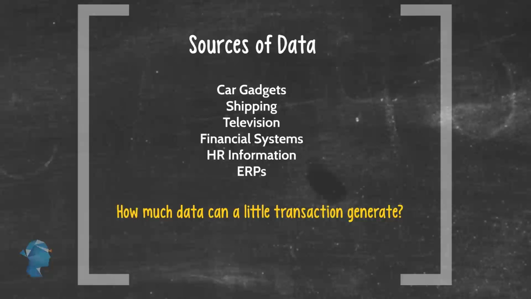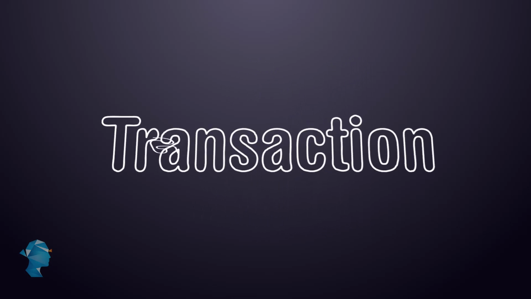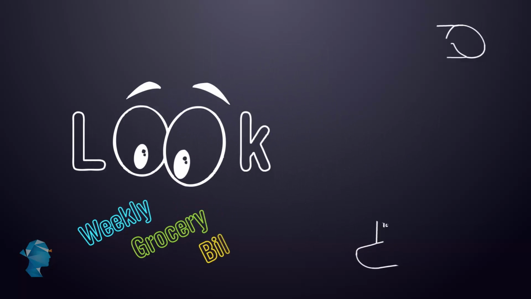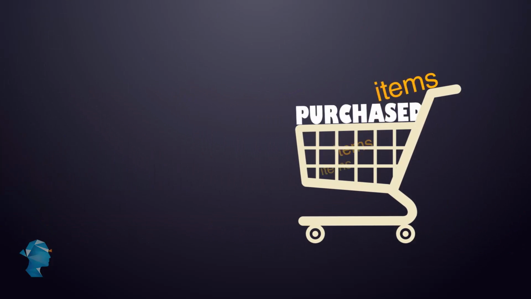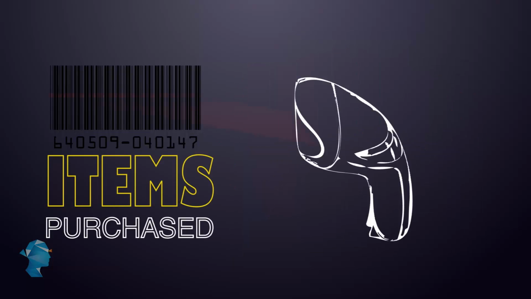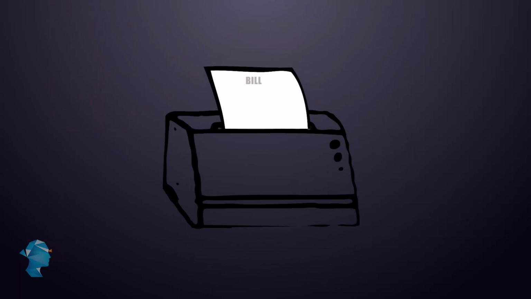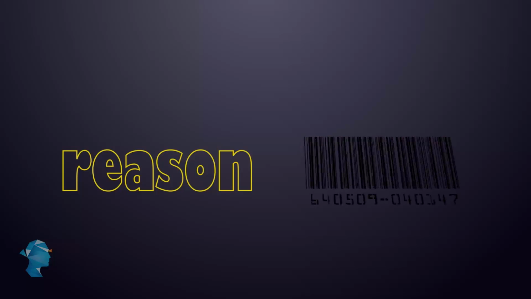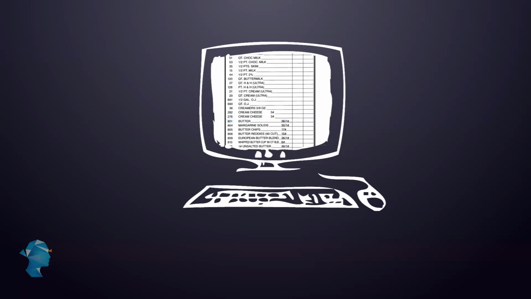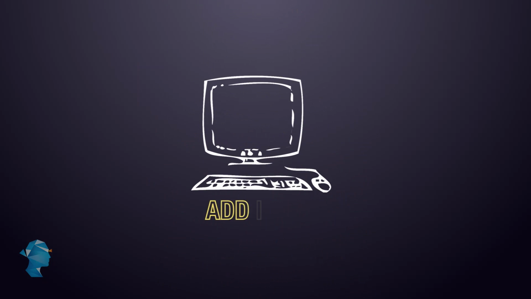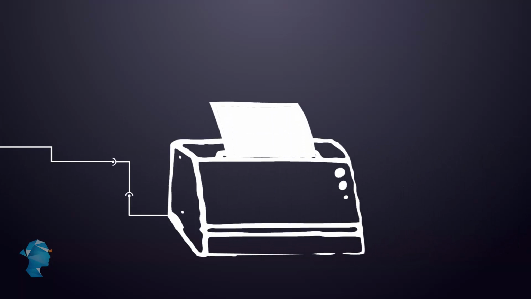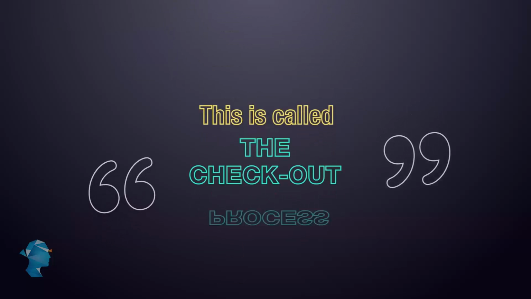But then, how much data can a single little transaction generate? Let's look at your weekly grocery bill in more detail. When you purchase items at a retail store, all the items you have purchased are scanned at the checkout counter in order to generate the bill. The reason for scanning the items is so that the computer can recognize the product and assign the right price to it. Once the correct price is assigned, the computer then adds the item to your bill. Once the items are scanned, the computer then generates a bill for the entire purchase. This is called the checkout process.